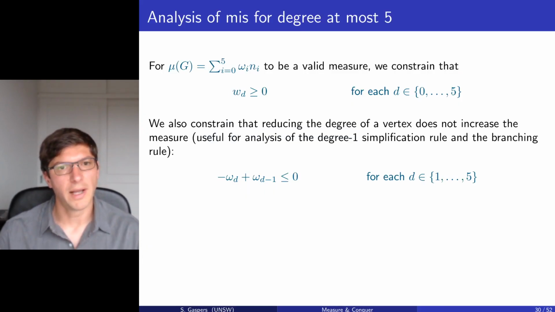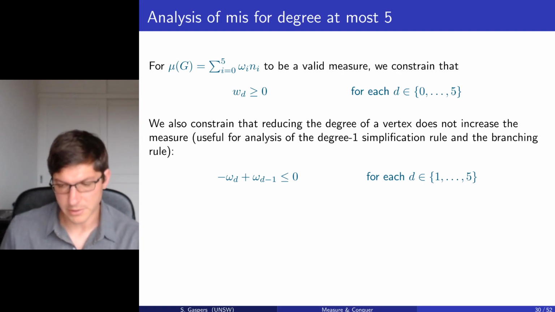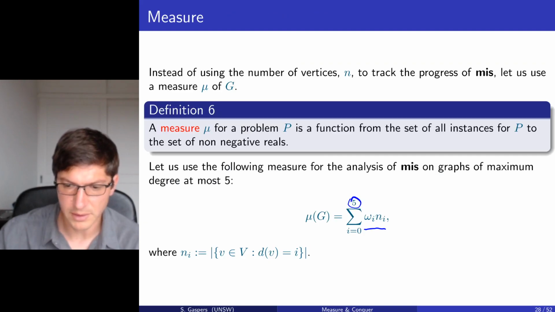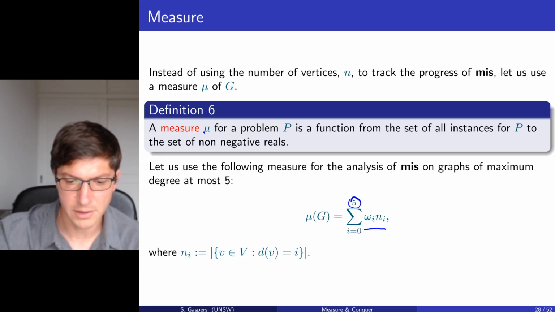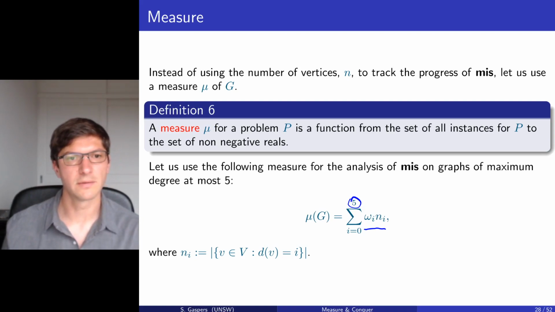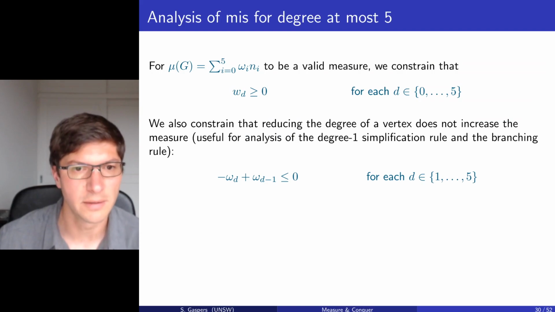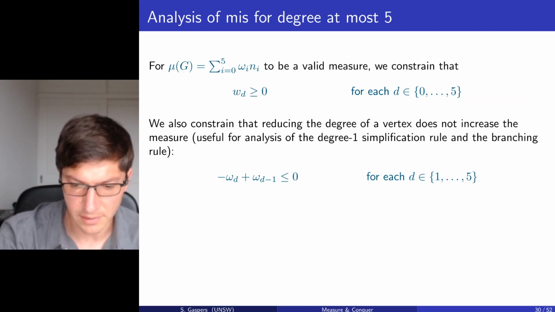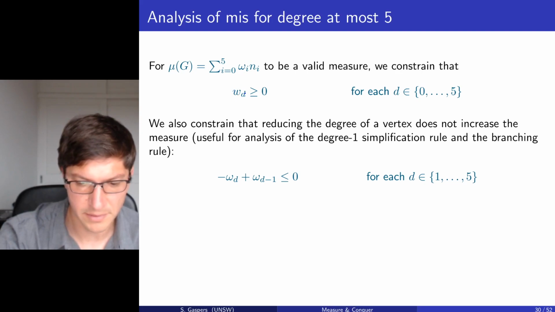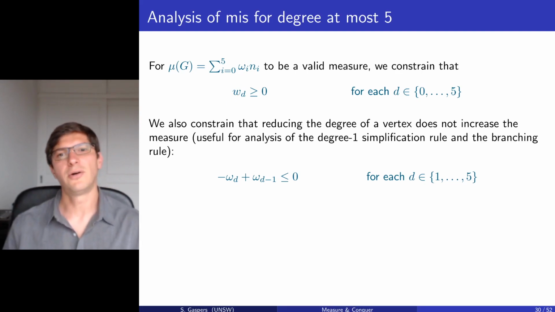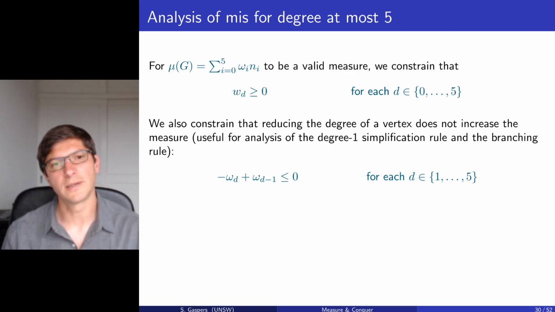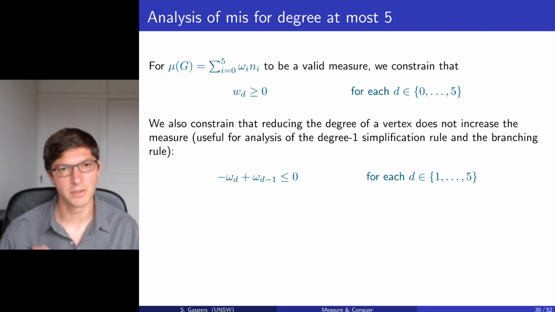Okay, so now back to our algorithm. We consider graphs with degree at most 5. For this to be a valid measure, what do we need? We need that the measure assigns a non-negative real to every instance. So the measure needs to be non-negative, so we just constrain that these omegas, which are sometimes written as w's, are all at least 0. If they are all at least 0, then the measure can never become negative.